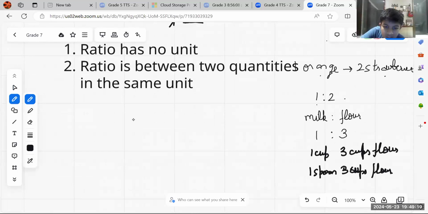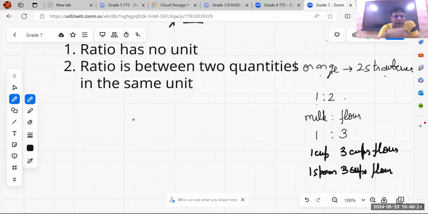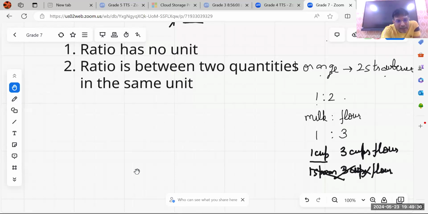So guys, speak up. No, sir. Everyone speak a little bit. So 1 spoon to 3 cups flour, we cannot do. That is why the ratio is between two quantities in the same unit. The unit cannot be different, the unit has to be the same.